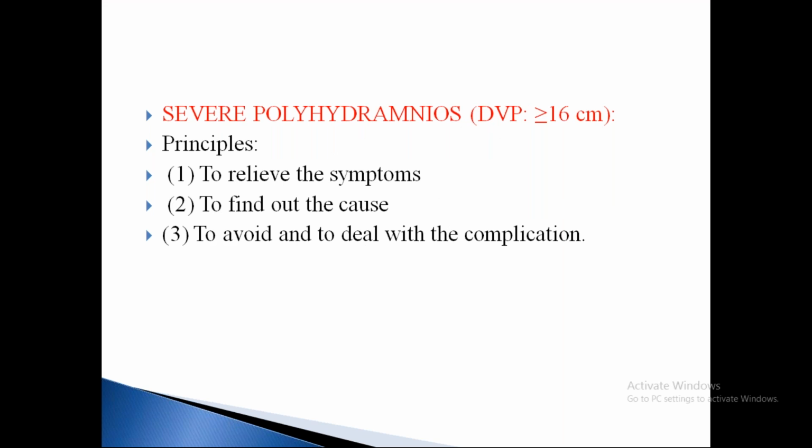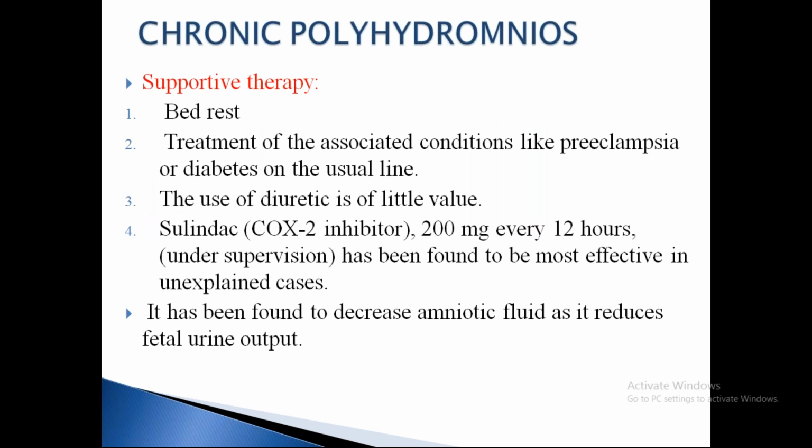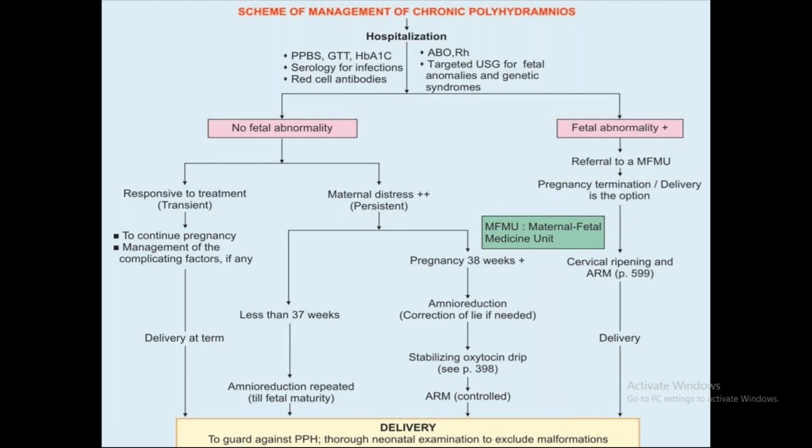Only in severe cases, the principles in management are: one thing is we have to relieve the symptoms, and we have to find out the cause, and deal with the complications if there are any. We have to ask her to take bed rest. Supportive therapy is given, and conditions like preeclampsia and diabetes are to be ruled out. The use of diuretics has no value. We can start COX-2 inhibitors, Sulindac 200 milligrams every 12 hours. And we have to hospitalize the patient whenever there is severe polyhydramnios.